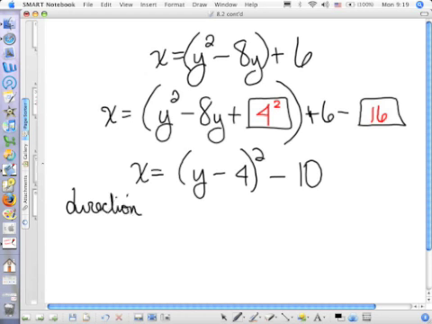I want you on your paper to identify the direction of opening. On your paper. Not out loud. And the vertex. We practiced this last week. Blake, are you taking notes and following along? Okay. Which direction does it open, Hurley? Opens to the right. What's the vertex, Caleb?